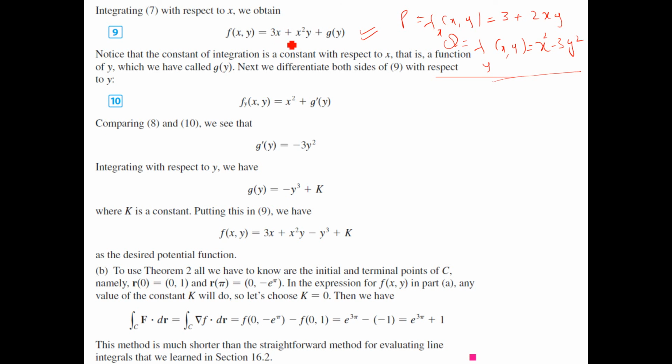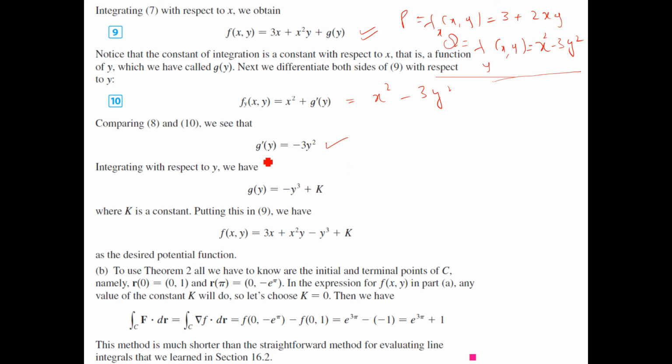Now with respect to y, 3x is constant, so the derivative of 3x is 0 with respect to y. The derivative of x square y is x square, and the derivative of gy with respect to y is g prime y. So this is in fact equal to x square minus 3y square, because the partial derivative of the function f is given by x square minus 3y square. Now by comparing, we have g prime y is equal to minus 3y square.